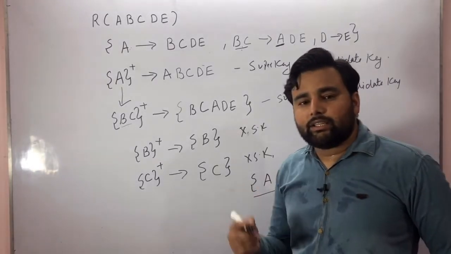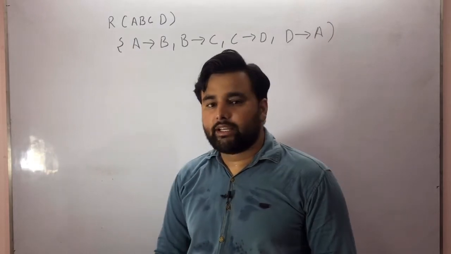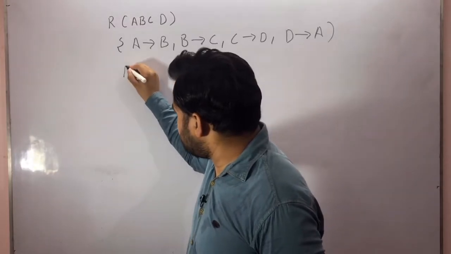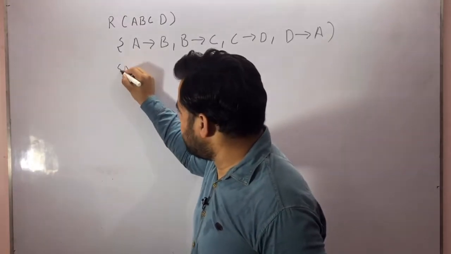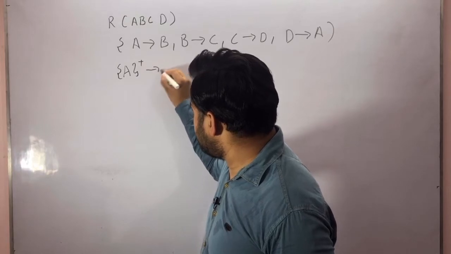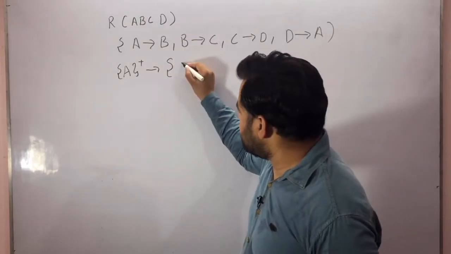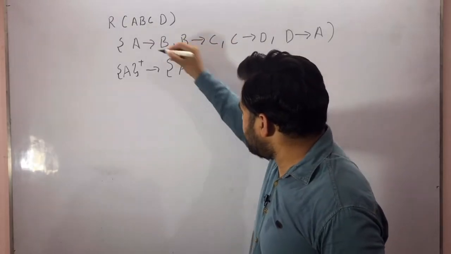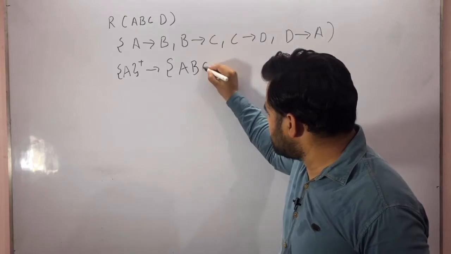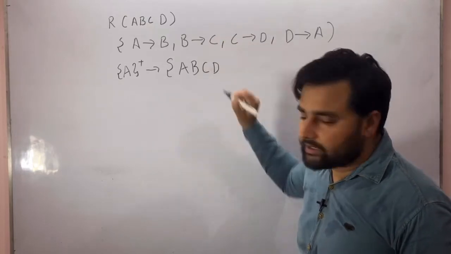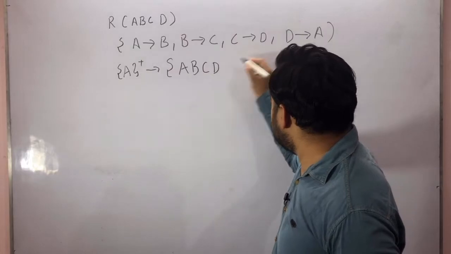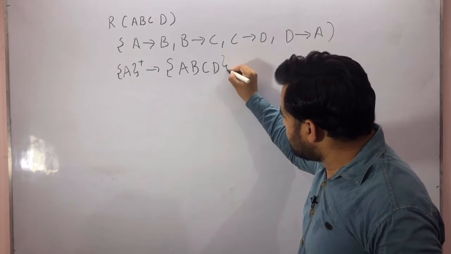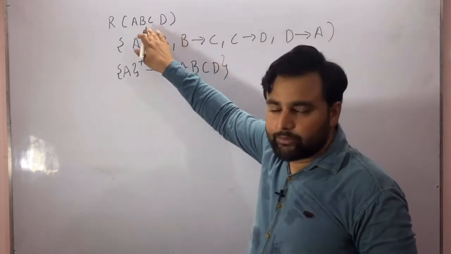Okay, so let's see the next example. Let's see this question. Let's find out the number of candidate keys in this relation. Firstly we'll find the closure of A. So what is the closure of A? Obviously A will be there. What is the next element? A determines B, B determines C, and C determines D. And D determines A, so A is already here. So what is the meaning? I've got all the attributes in my relation.